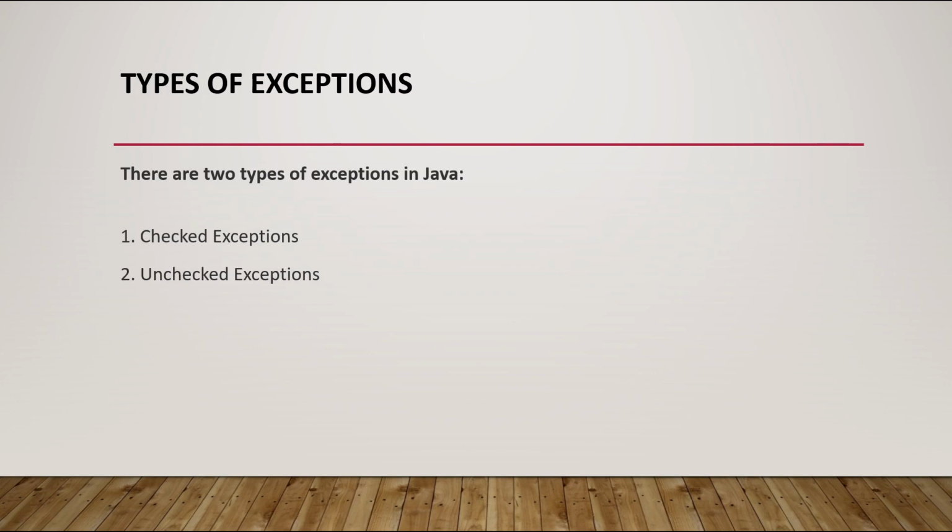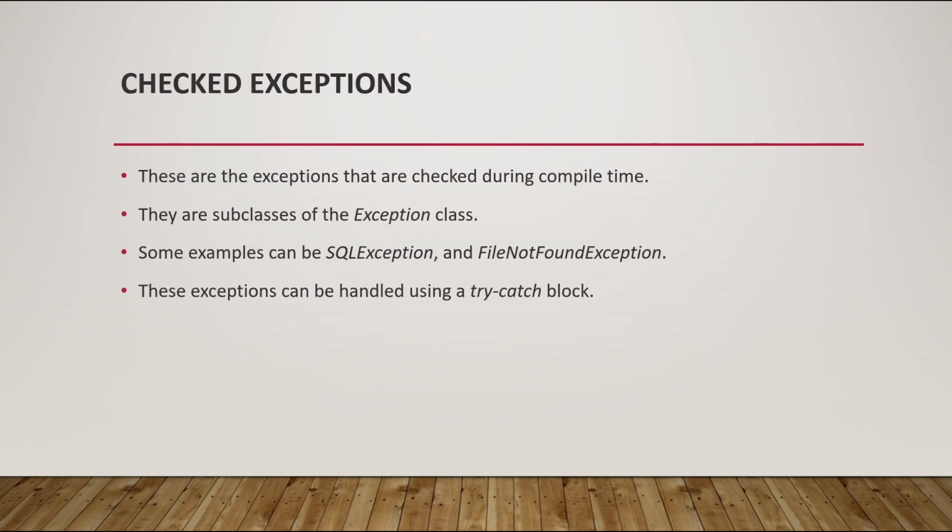There are two types of exceptions, checked exceptions and unchecked exceptions. What are checked exceptions? Checked exceptions occur during compile time. You can say that these are the errors that occur during the compile time of the program. They are the subclasses of the exception class. Some of the examples can be SQL exception or file not found exception.